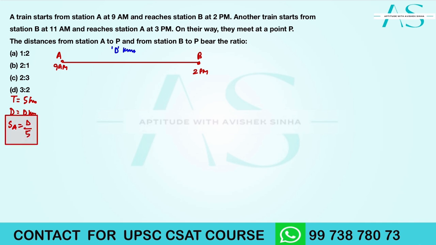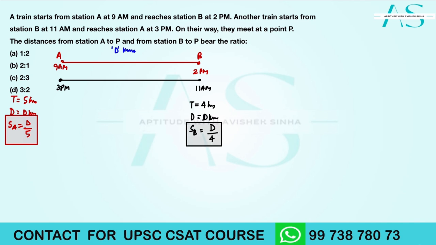This is an important aspect, I hope you are able to follow. Similarly, we have another train starting from B and it reaches point A. It starts at 11. This is a late start, a 2 hour delay, but it reaches at 3 p.m. So it is actually a faster train. So for this, the time taken here is only 4 hours. Distance covered is the total distance, which is d kilometers. Speed for train number 2 is actually d by 4. I hope you are following this.